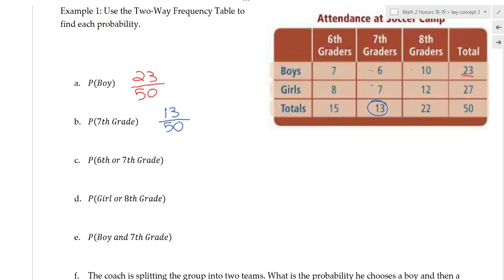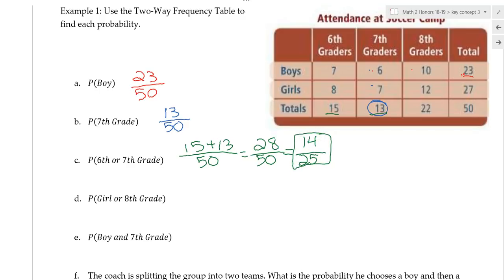6th or 7th grade. Well, I can have 6th grade or 7th grade. So that's 15 6th graders plus 13 7th graders out of 50, which is 28, which reduces to 14 out of 25. And this is because these are mutually exclusive. So that's still coming into play. I can't be in both 6th and 7th grade.